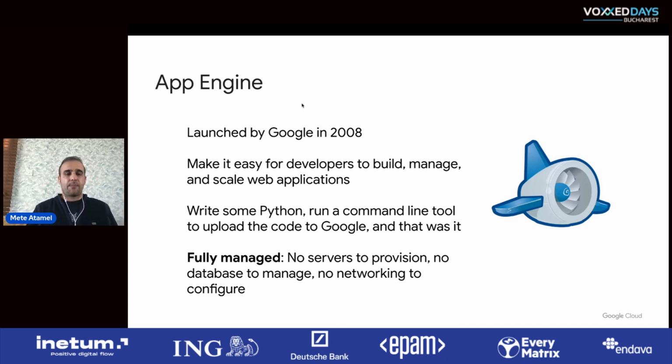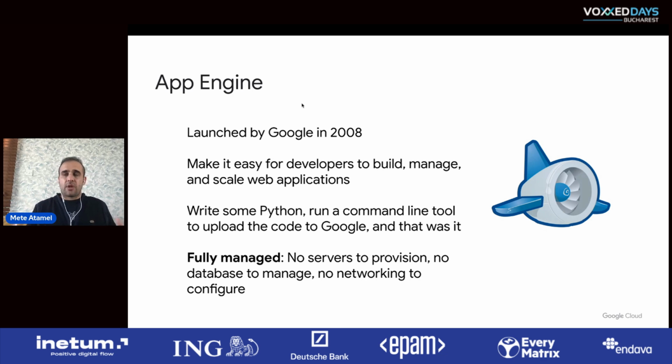And you would write some Python. So Python was the only supported language. Run a command line tool to upload your code to Google. And that was it. That's all you had to do. And at the time, this was quite revolutionary because you didn't have to set up servers. So there was no server to provision. There was no database to set up. There was an App Engine database that was given to you that you could use.